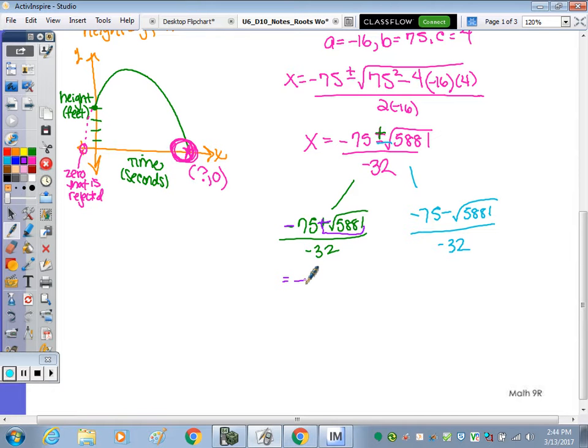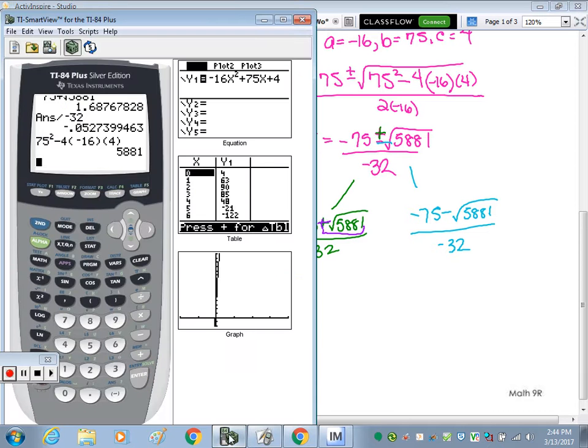Did anyone get the answer on the calculator? Negative point, Sarah? No? Let's look at that on a calculator. We have the square root of 5881, that's being added to a negative 75. Then divide by negative 32. This is what we get for a decimal. To the nearest tenth, what would that be?